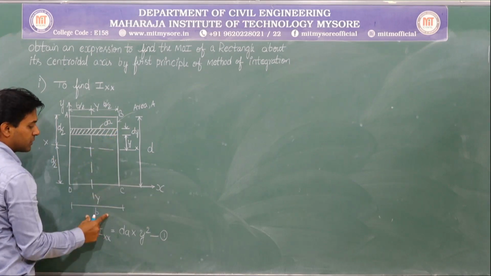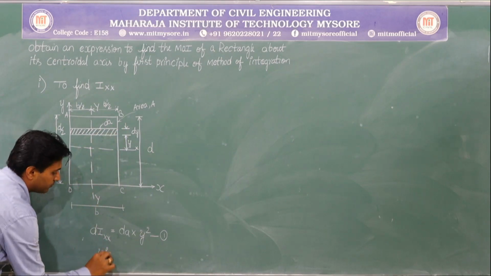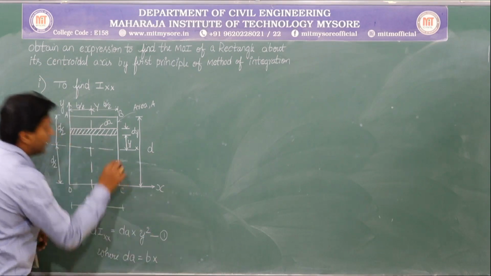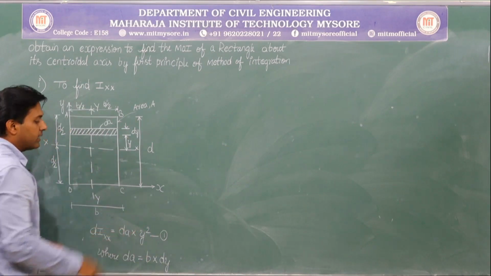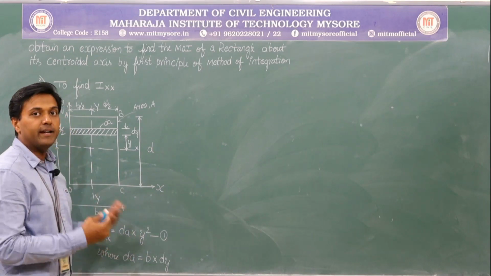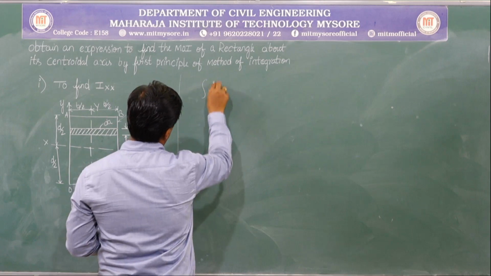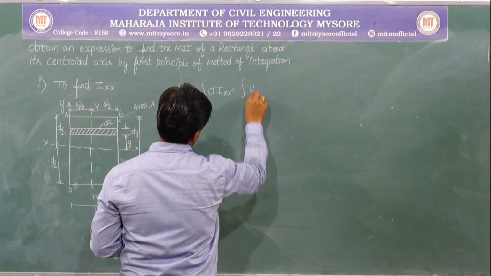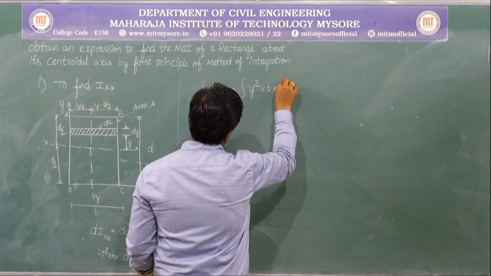So what is the breadth? It is b. What is the depth? It is dy. So dA is equal to breadth into dy. Let me substitute this here and integrate it. Substituting the above in equation 1 and integrating, the integral of dIxx is equal to the integral of y square into b dy.